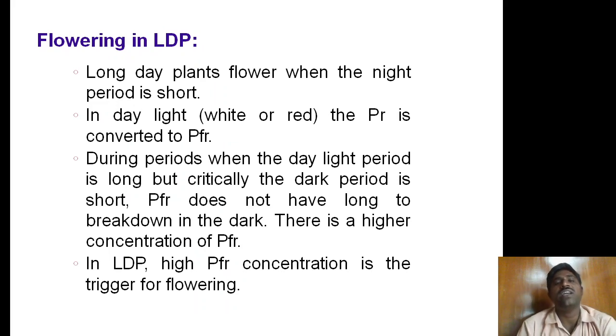Next, flowering in long day plants. Long day plants flower when the night period is short. That means in the daylight, the PR is converted to PFR, so a large amount of PFR accumulates. But the night time is very short. In the night, the PFR breaks down, converting into the PR form. That means a large, high concentration of PFR will be found. Why? Because the night time is less.